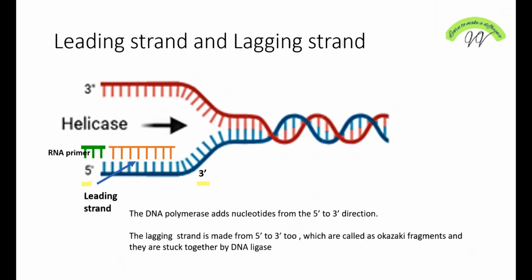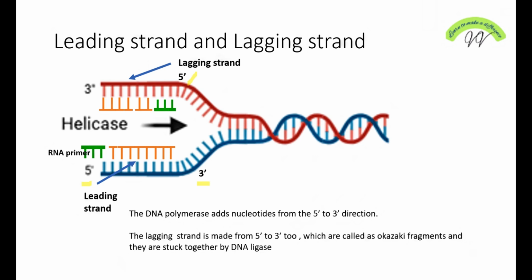This strand, which is produced continuously, is known as the leading strand. On the other side of the replication fork, this is the 5' end and this is the 3' end. Even here, to start the replication, we need the RNA primer. Following that, we have nucleotides added in this pattern. This strand is known as the lagging strand.